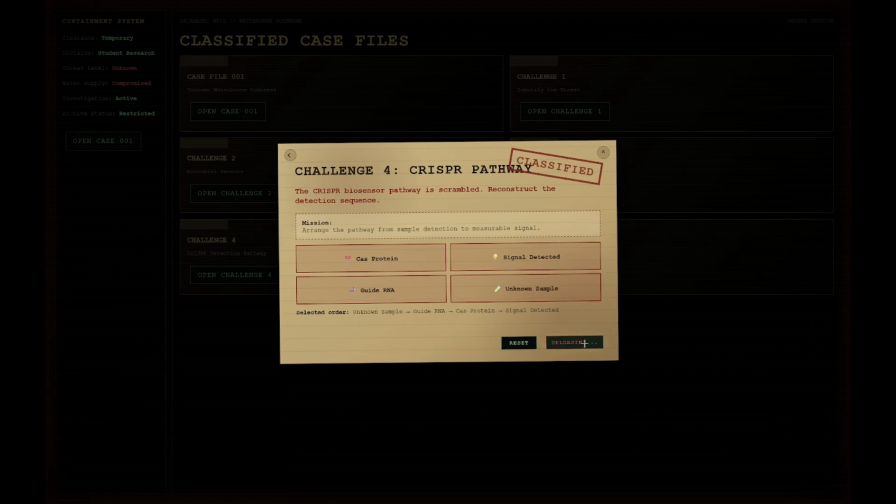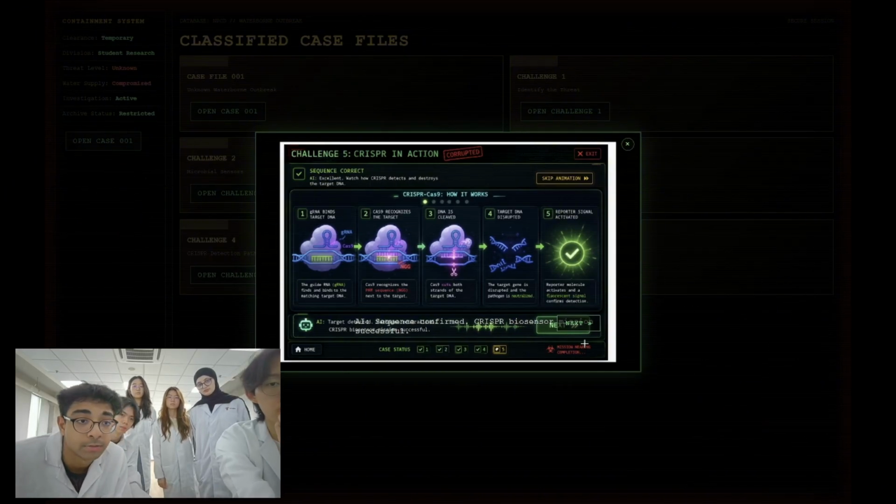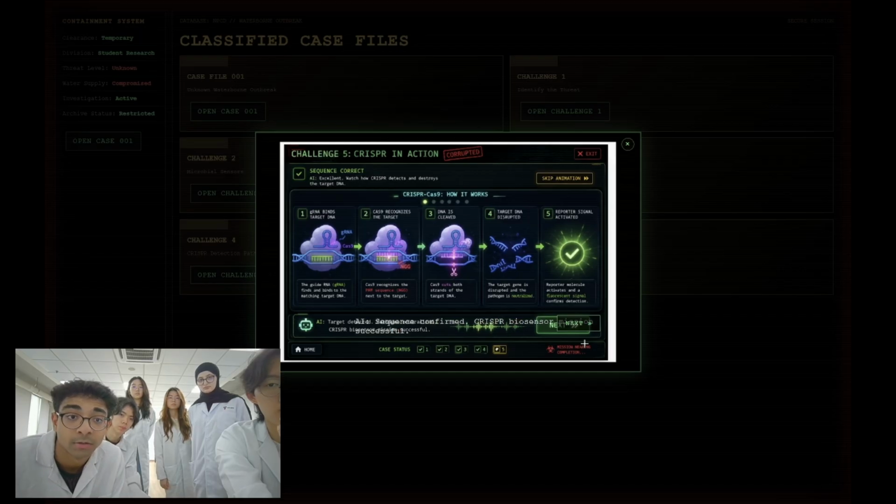Detection pathway restored. Sequence confirmed. CRISPR biosensor mission successful. First, the gRNA binds to the target DNA, then the Cas9 recognizes the target, the DNA is cleaved, and then the target DNA is disrupted. Then the reporter signal is activated.